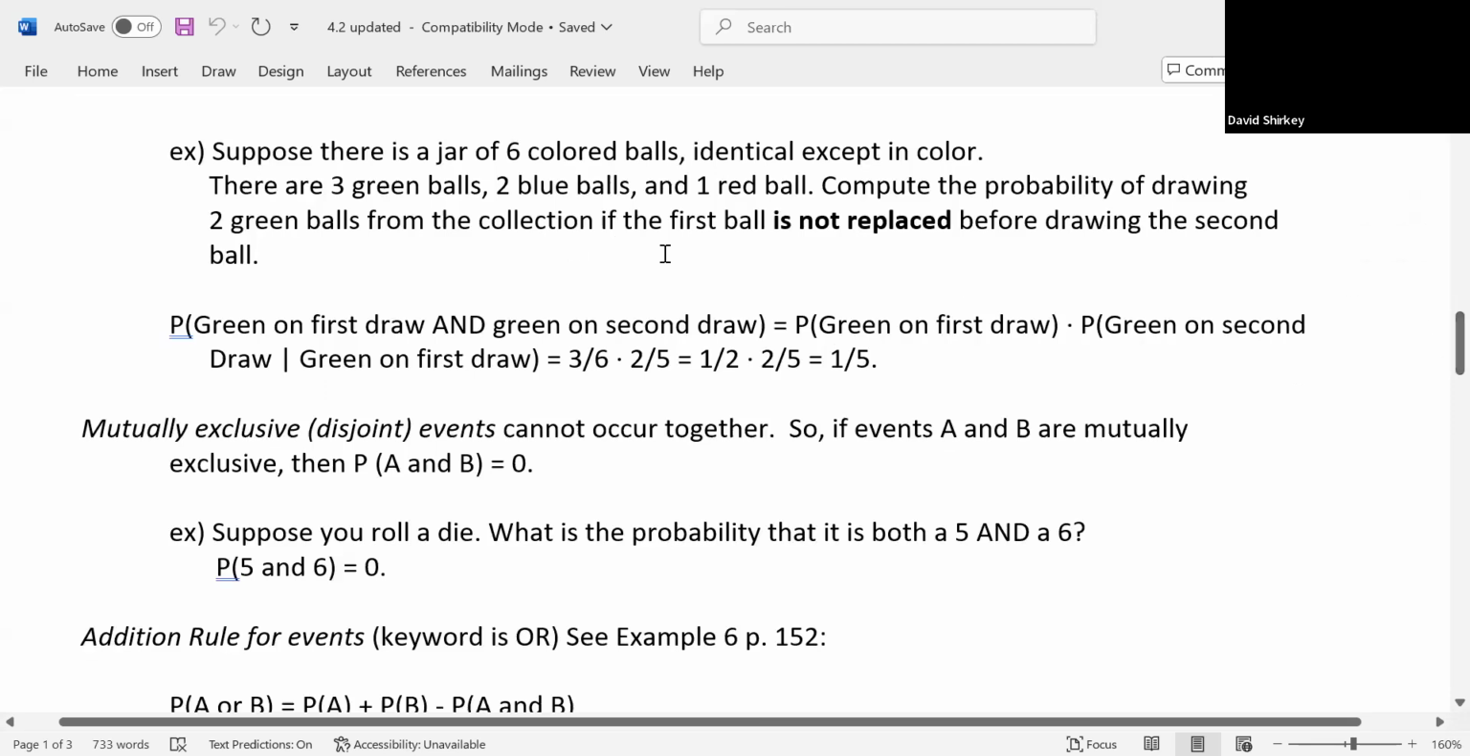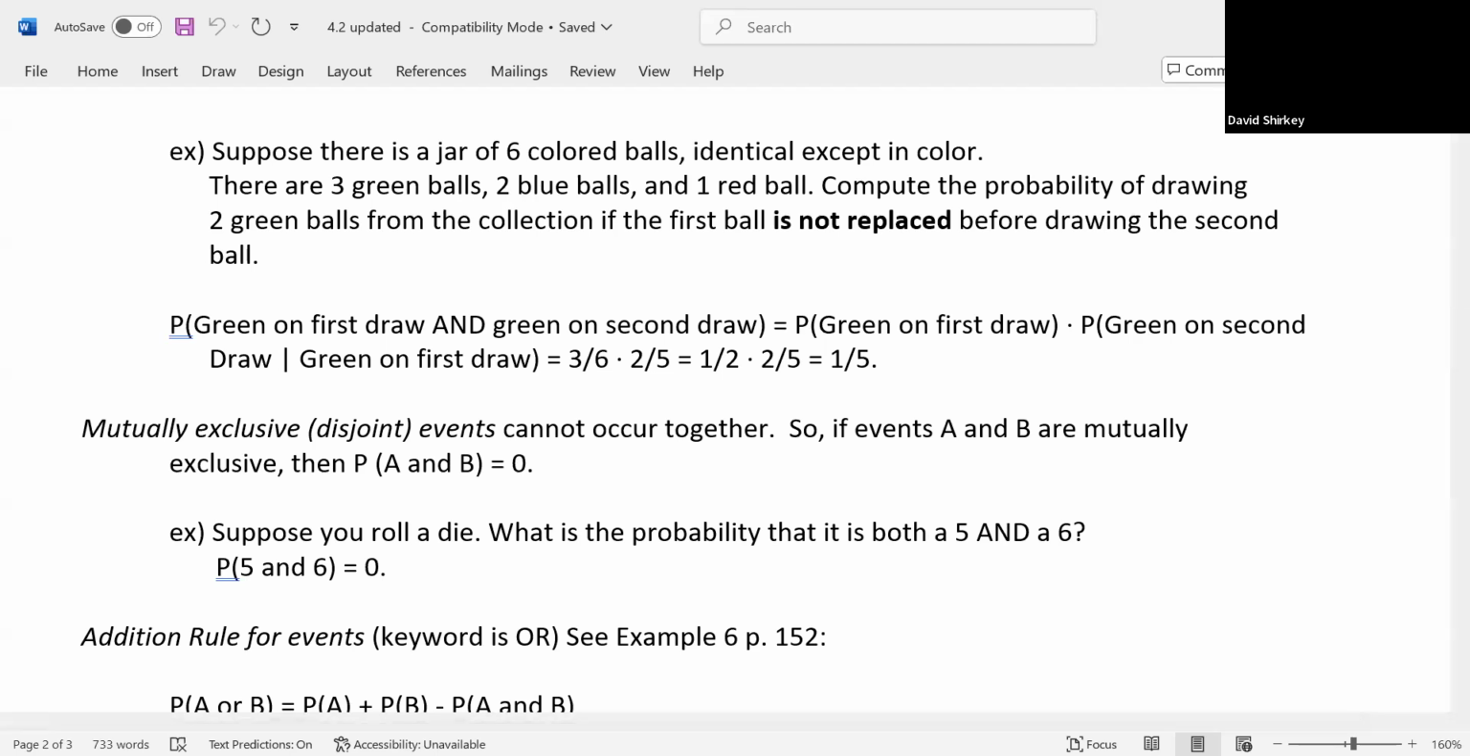And remember the previous example we just looked at, the first ball was replaced, right? This time it's not. Suppose there's a jar of 6 colored balls identical except in color. There are 3 green balls, 2 blue balls, and 1 red ball. Compute the probability of drawing 2 green balls from the collection if the first ball is not replaced before drawing the second ball.